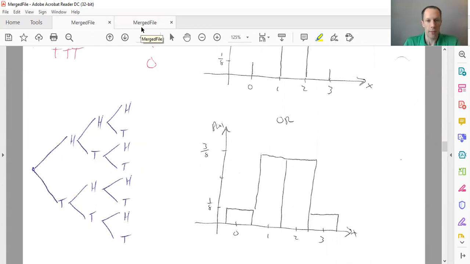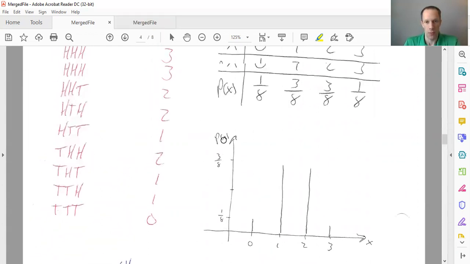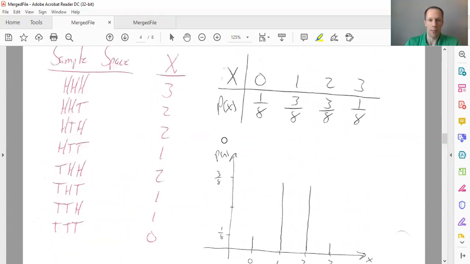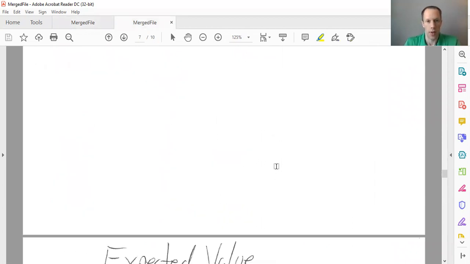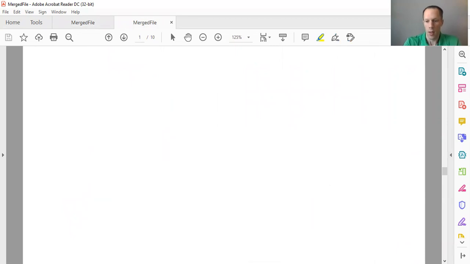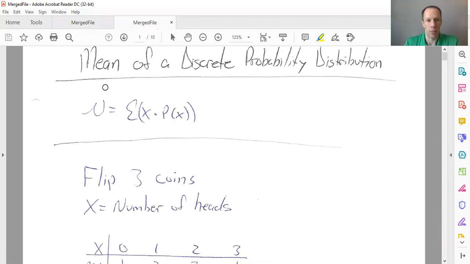Okay, now once we have our discrete probability distribution, we can describe various features of it. One of the things that we can do with our discrete random variable is describe the center of it by calculating its mean. Now, the mean of a discrete probability distribution can be found with this formula. It's the sum of each value of X times its probability.